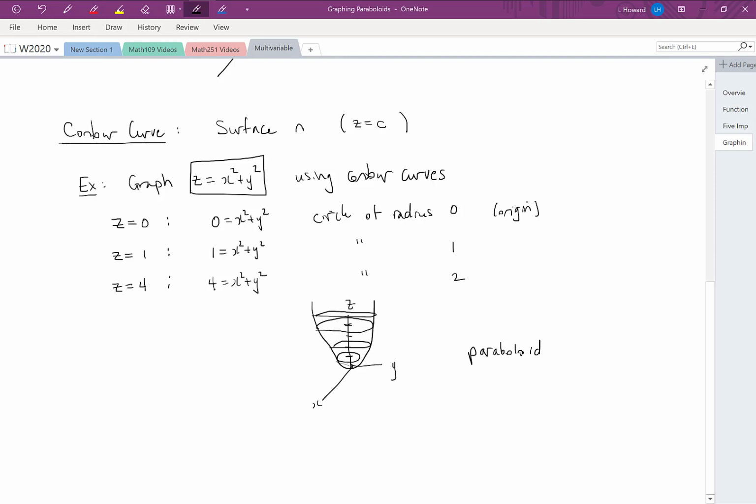For the paraboloid specifically, each contour curve is going to look like a circle with a different radius. Now we'll do some examples in future videos. We won't always be looking at a paraboloid. So in general, contour curves will not always be circles, but for paraboloids, all the contour curves will be circles. So a contour curve is just a way of slicing through your surface horizontally, tells you what curve is produced at that z level, and then putting all that information together, it gives you a way of drawing your surface.